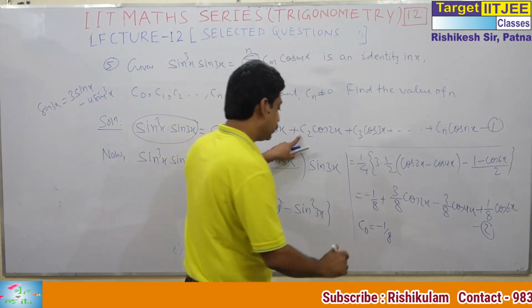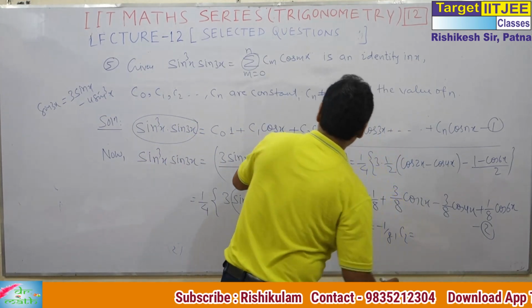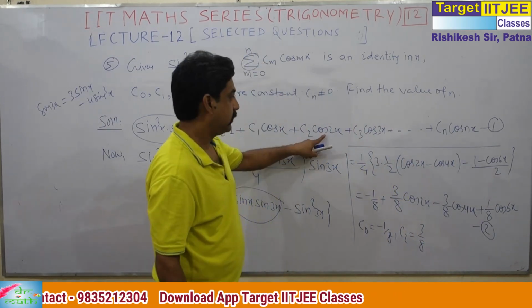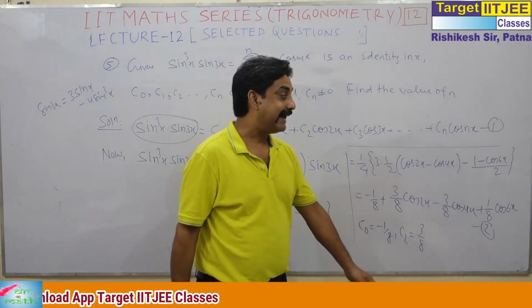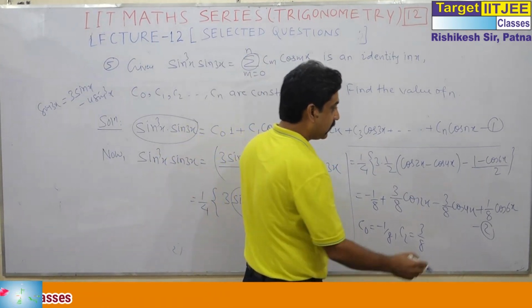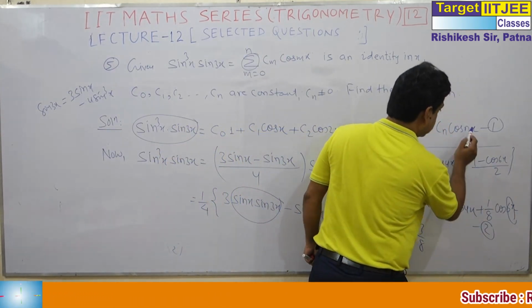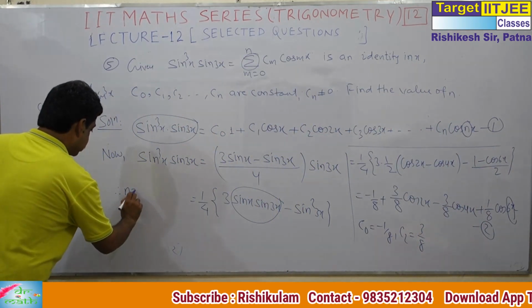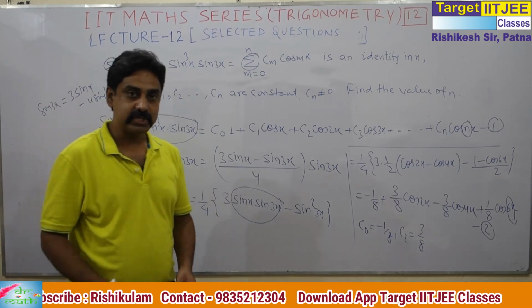What is C2? C2 is actually 3 by 8. C3 is 0. C4 is minus 3 by 8. And likewise, what is n? What is the last term? This is 6. So what we get is n is equal to 6. This is the idea of this question.